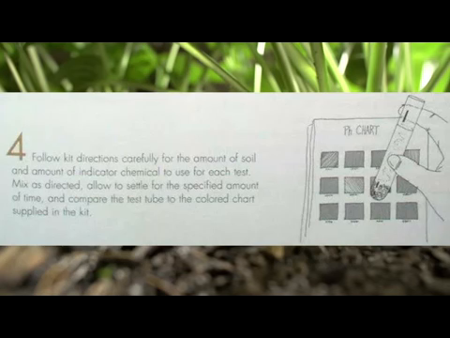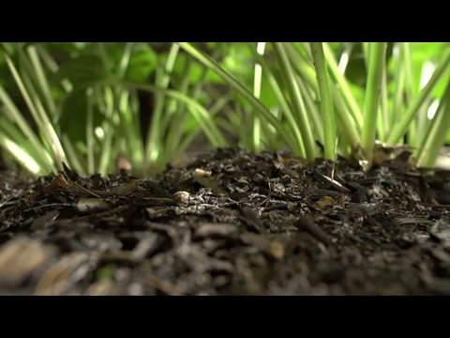Follow your kit directions carefully for the amount of soil and the amount of indicator chemical to use for each test. Mix as directed, allowing to settle for a specified amount of time. Compare the test tube to the colored chart supplied with your kit.